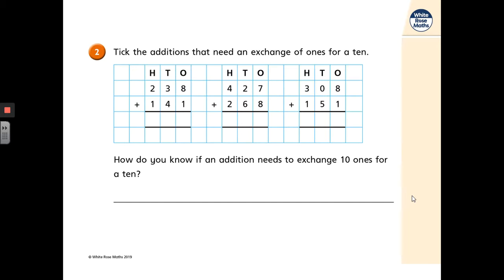So then the next part says, how do you know if an addition needs to exchange 10 ones for a 10? So if you've worked out your first bit up here, you've worked out which ones will need an exchange, and then down here, you need to write a short sentence just saying how you know, what you need to look for in the ones column to show me if it's going to end up needing you to exchange some of those ones for 10.